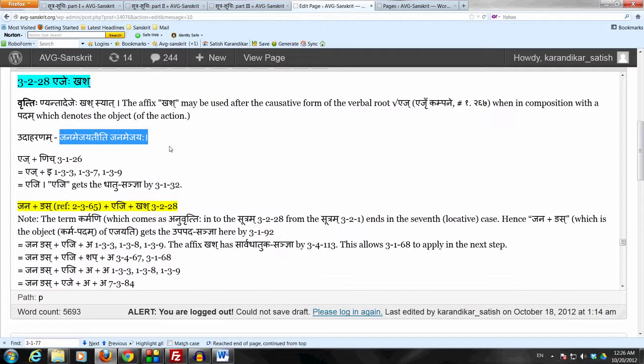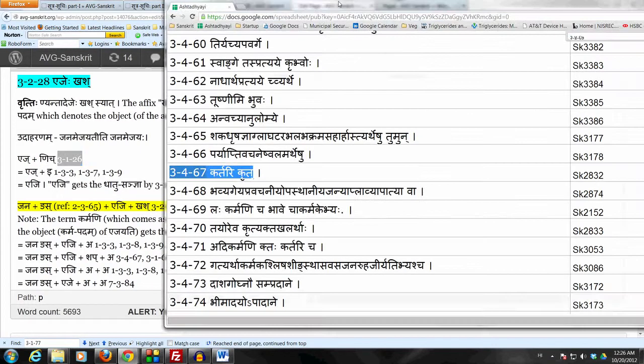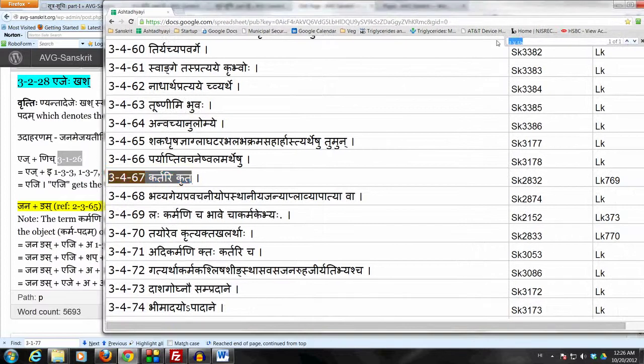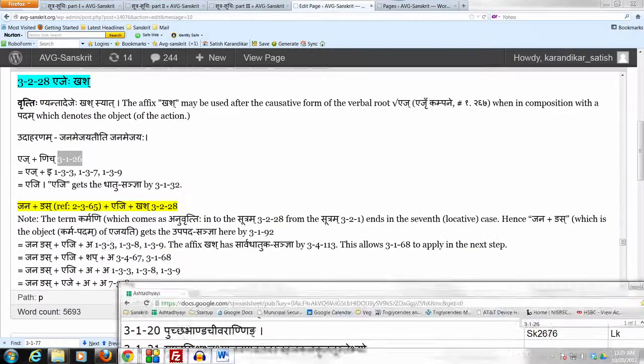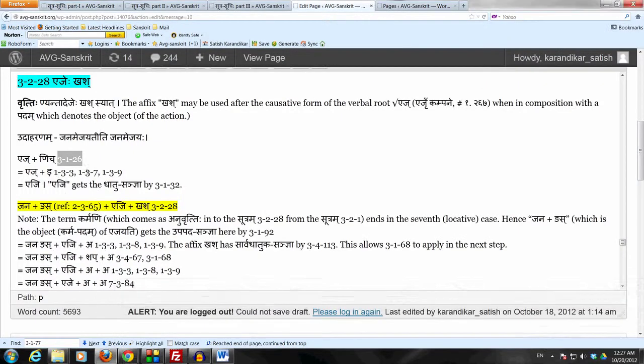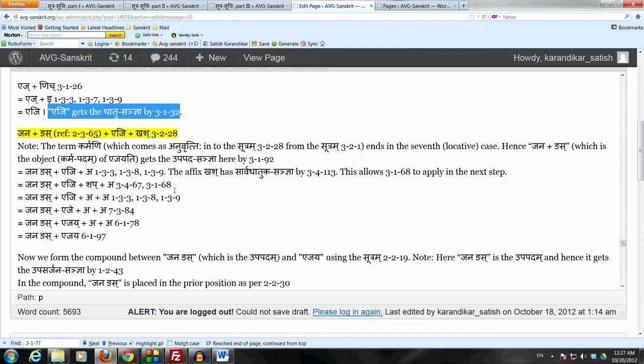Okay, so first we take the verbal root aja, add the affix nich by hetumati cha, 3126, to get a causative form. Anubandha lopaha. We remove the chakara by halantyam, remove the nakara by chutu, and then tasya lopaha, we get aja plus i, then get aji. Aji gets a dhatu sanya by sanadyanta dhatavaha. And now we add the affix khash to this dhatu aji, which is a causative form of ejru kampane, with the upapadam as jana plus nyas.